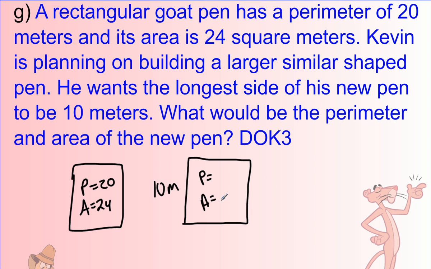Now, in order to find area, let's do these over here. Perimeter and area. In order to find the area, I need the length times the width. For my new pen here, I know one of the sides, the length, is 10. I do not know the width. I need to know how wide this pen will be. For the perimeter, you're going to take and add all the sides together.